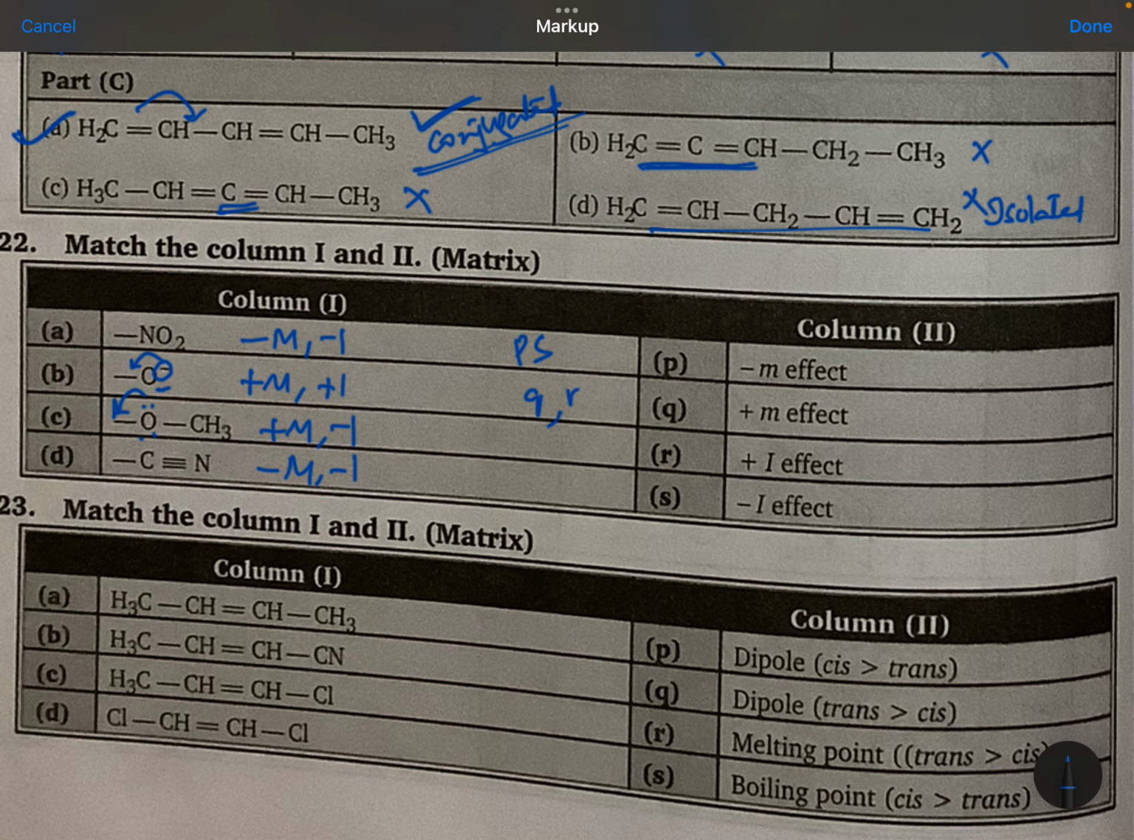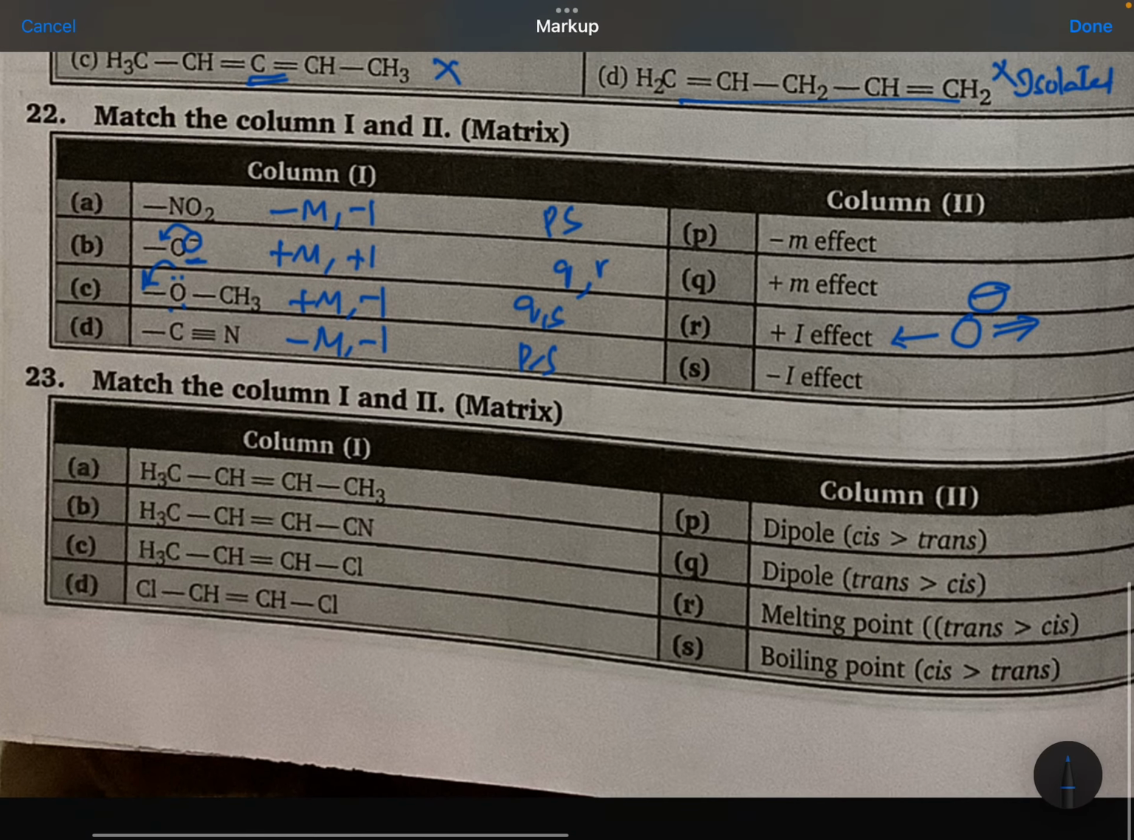And when it comes to C, it is plus M and minus I. Plus M and minus I means Q and S. And last one is P and S. Minus M and minus I, P and S. This point, don't forget. O minus is plus I effect.